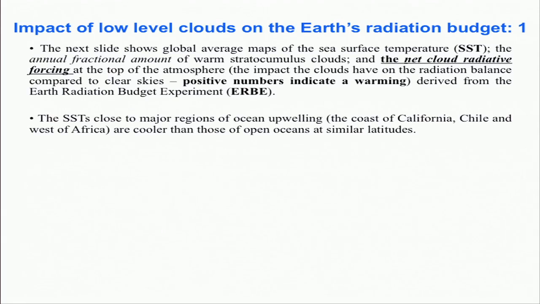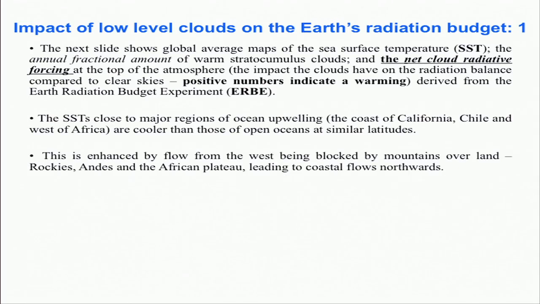Part of the reason for that is due to the fact that westerly winds moving up along those latitudes are going to be essentially blocked by mountains. And of course, in the case of California, that's going to be the Rocky Mountains. In the case of South America, that's the Andes. And for Africa, it's going to be the African Plateau. So what happens when those winds are blocked is they tend to turn and move northwards along the coast. And it turns out that that, in combination with upwelling cold water from the ocean, tends to facilitate colder sea surface temperatures in those regions. And if we have a cooler ocean surface, then that tends to promote the formation of low-level clouds. So those regions tend to be much more cloudy as a result.